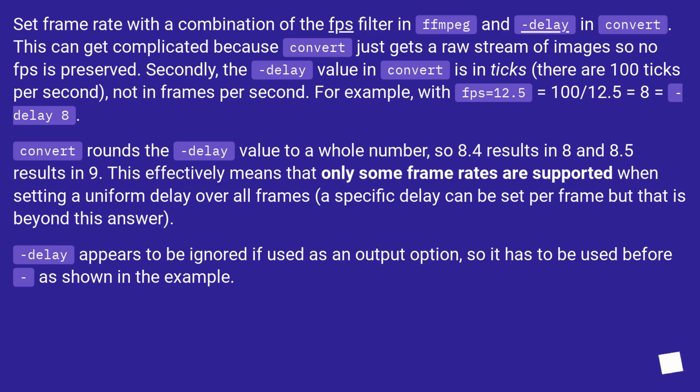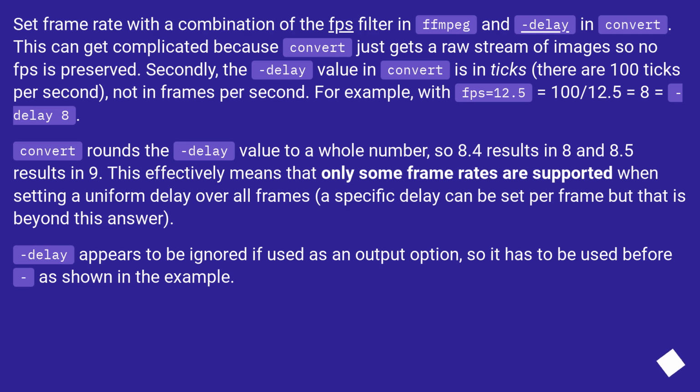Setting frame rate. Set the frame rate with a combination of the fps filter in ffmpeg and -delay in convert. This can get complicated because convert just gets a raw stream of images, so no fps is preserved. Secondly, the delay value in convert is in ticks. There are 100 ticks per second, not in frames per second. For example, with fps=12.5, 100/12.5 = 8, so -delay 8.